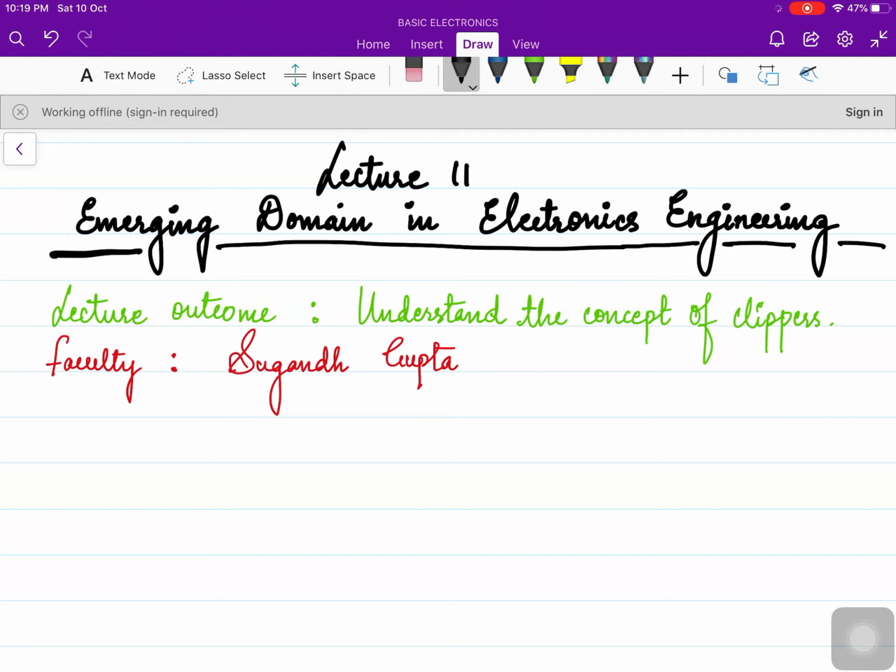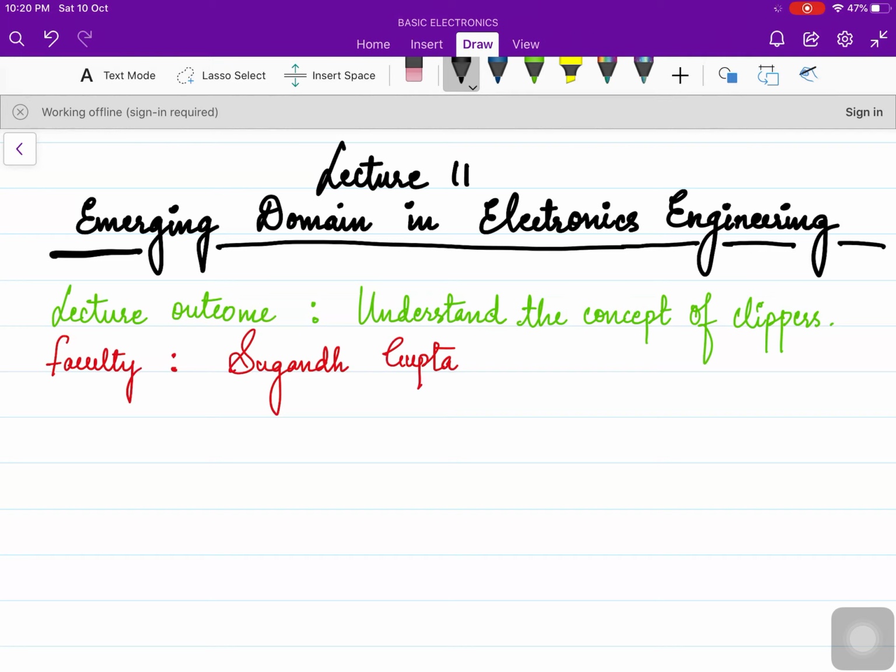In this lecture, we will again continue with the concept of clippers and we will practice more examples of clippers and new examples of clippers. In the previous lecture, that is lecture 10, we discussed the clippers and we did some examples and learned the strategy to analyze the circuits and calculate the output and hence draw the output waveform for the input waveforms. So let us continue with more types of examples and new examples.